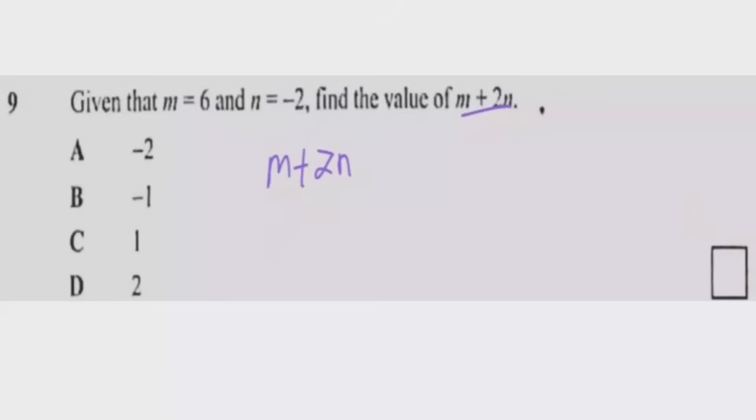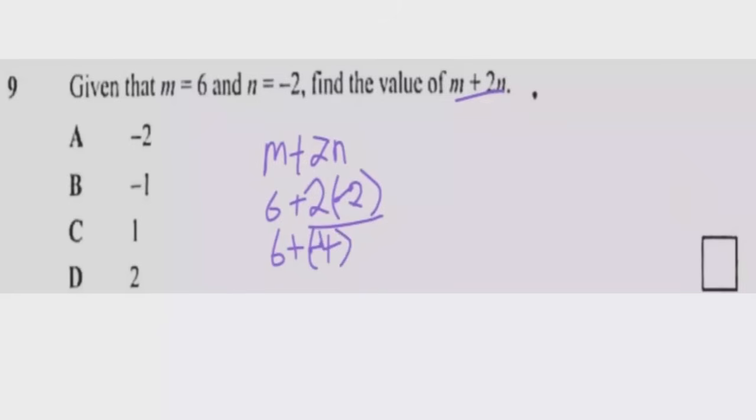So m, we are told, is equal to 6 plus 2, then n is equal to negative 2. So what we do now is we say 6, first we evaluate what is here, so we maintain 6 plus positive 2 times negative 2, which will give us negative 4. Then what we do next is we say positive times negative 4 will give us negative 4. So we write 6 minus 4.